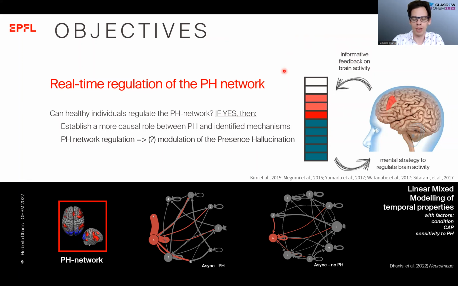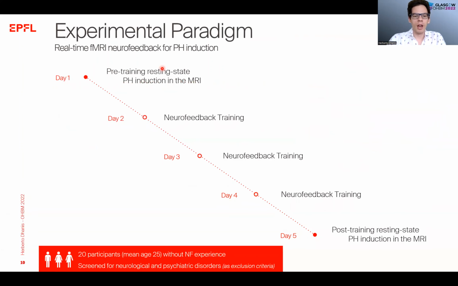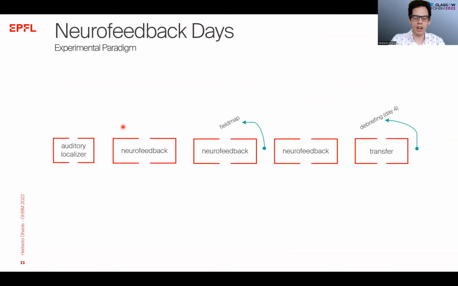So we had a 5-day experimental paradigm where on the first day, participants would come and we would do PH induction in the MRI, and we would also assess their sensitivity to this induction, followed by 3 days of neurofeedback training, and then another day to assess again if there were any changes in PH induction. We had 20 participants doing this, by the way. Starting with the neurofeedback training, we had in each day 3 runs of neurofeedback followed by a transfer run.